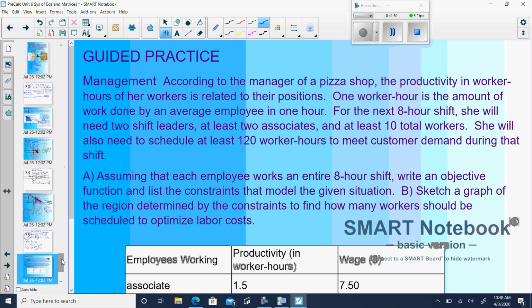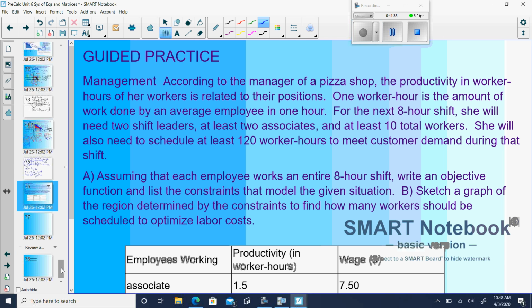So one more problem right here. We have a guided practice problem. According to the manager of a pizza shop, productivity and worker hours of workers is related to their positions.